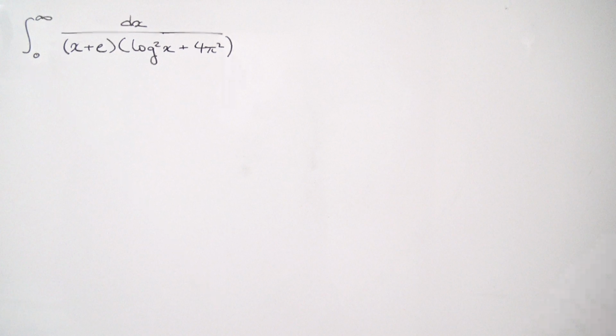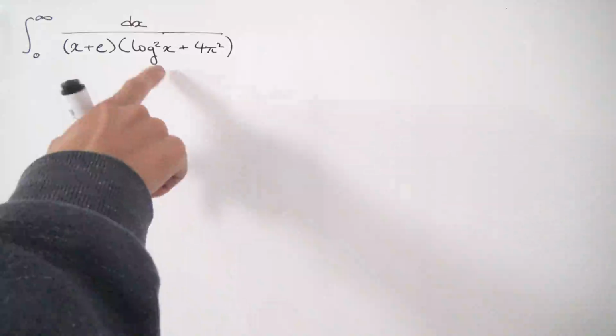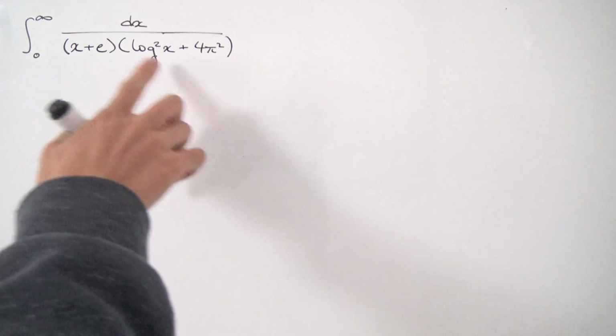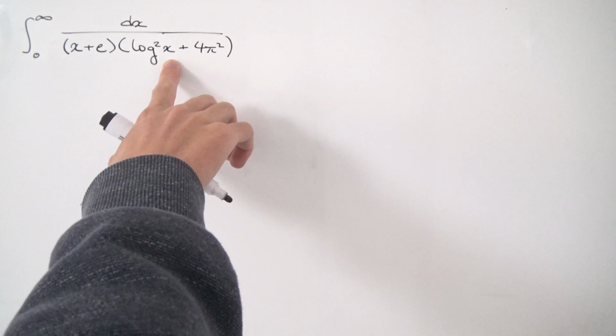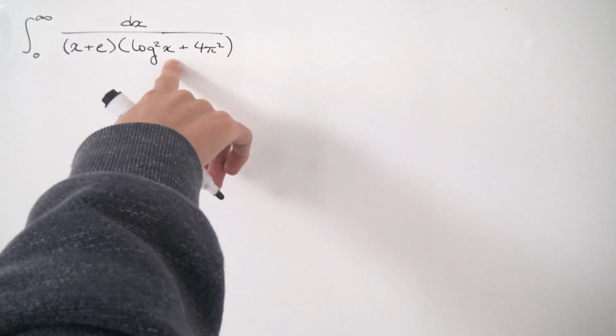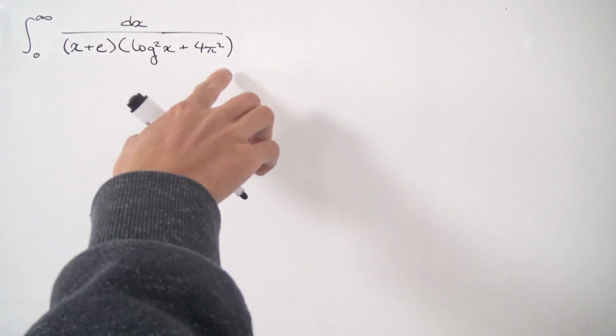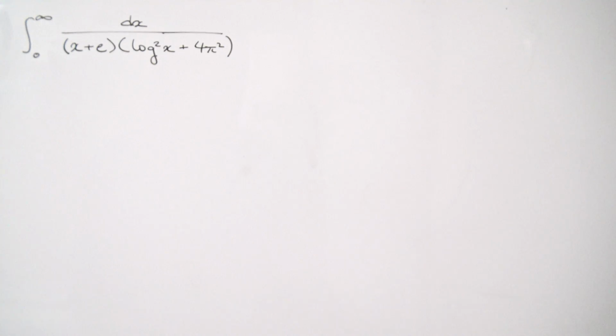Greetings everybody, and today we're going to be evaluating this absolute abomination of an integral using nothing other than complex analysis. So yeah, this integral is really quite nasty. We have a logarithm squared on the denominator here, which is really not that nice, amongst other random stuff like e's and a pi squared over here.